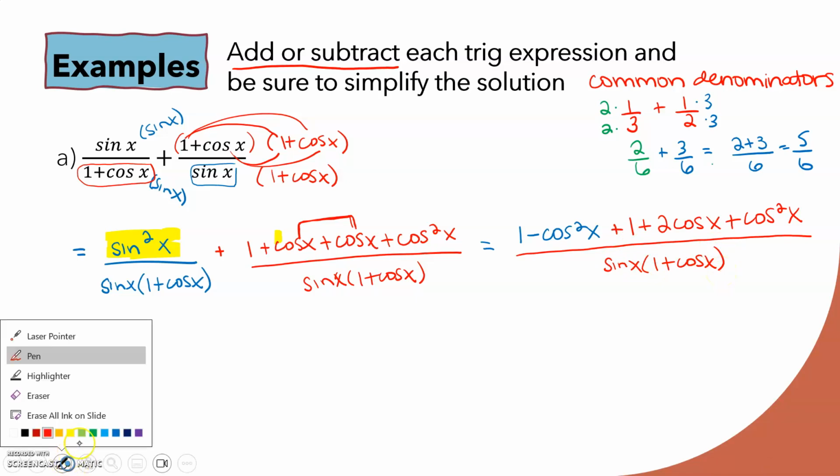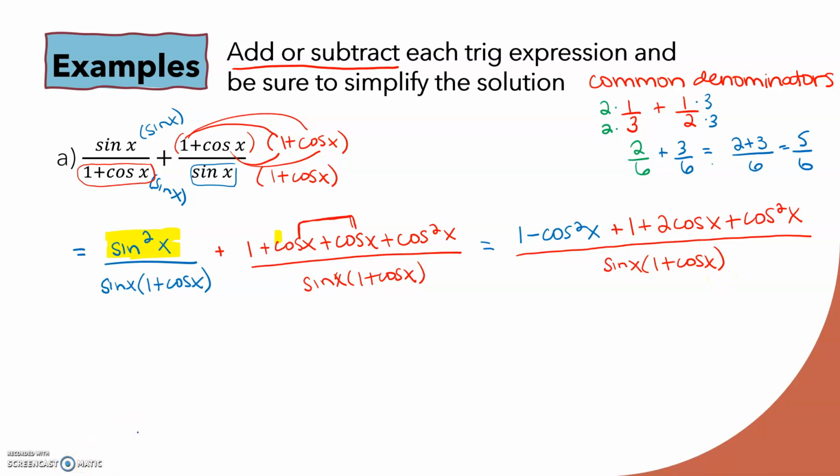All right, you might be able to see that if I keep simplifying this numerator here, I have a minus cosine squared of x and a plus cosine squared of x. So those will cancel. And I can also combine this 1 plus 1. So what I really have in the top is 2 plus this 2 cosine of x is left over. Divided by sine of x times 1 plus cosine of x, that denominator stayed the same.